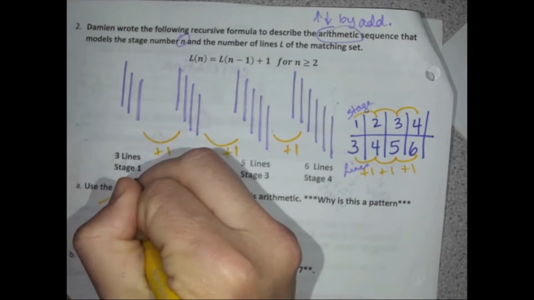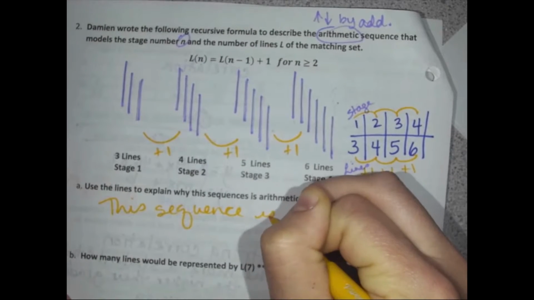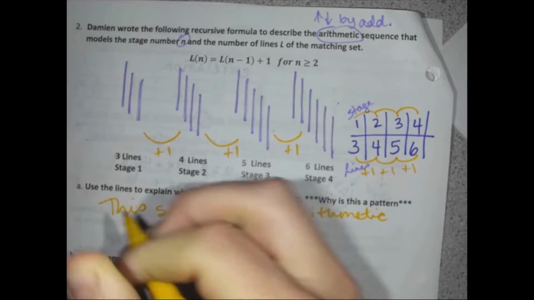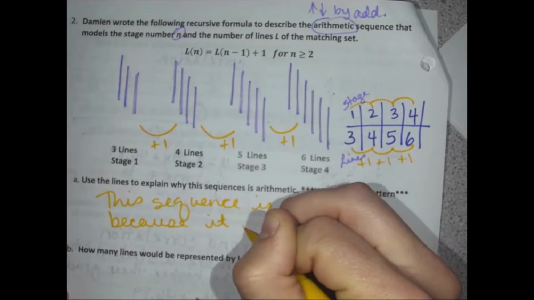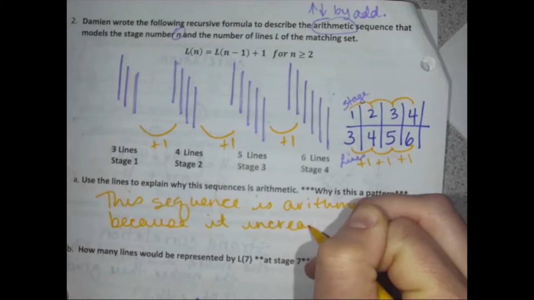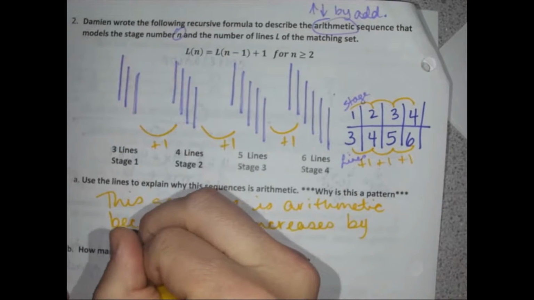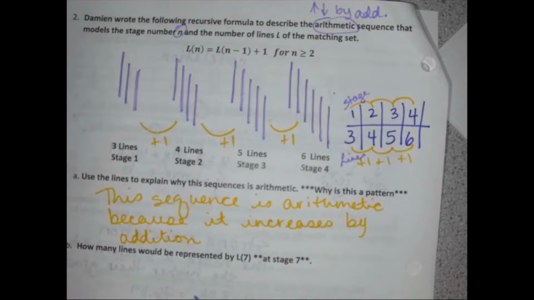So this sequence is arithmetic because it increases by addition. Now there's a different type of sequence if it increases by multiplication or division, but right now this is increasing by addition, so it's arithmetic.